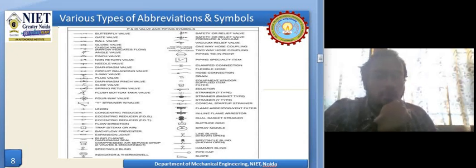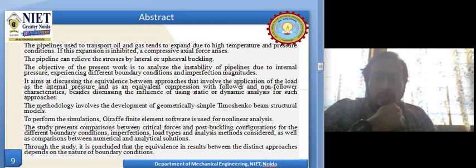Now these are the various types of abbreviations or symbols which are used for the various types of fittings as well as the valves which are associated with the pipelines. Moving next is the abstract of my project.